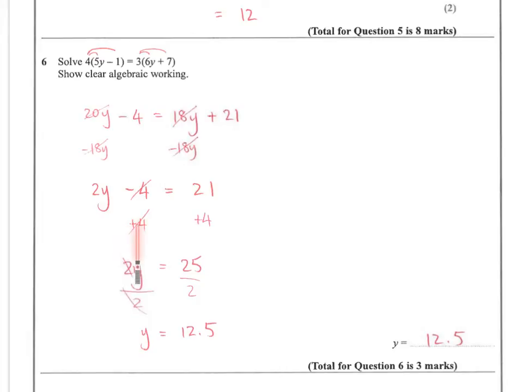To get rid of the minus 4, I add 4 to both sides, i.e. 2y equals 25. Now to get rid of the times 2, I must divide by 2. We'll do that on the other side as well. So 25 divided by 2, which equals 12.5.